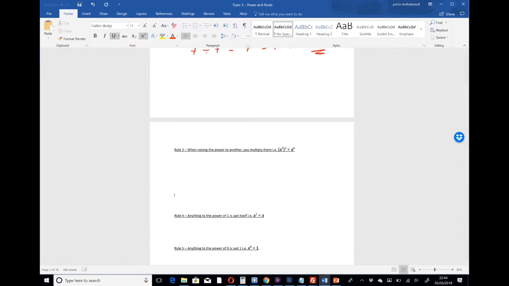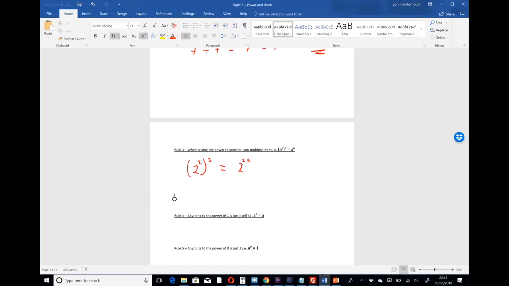So the next rule states, when raising a power to another, you multiply them, i.e. a squared in a bracket, and everything in the bracket you will raise to the power of 3, gives you a to the power of 6. So let me give you a different example. So let's suppose inside we had 2 squared, and I'm going to put a bracket around it, and I'm going to put the number 3 outside.